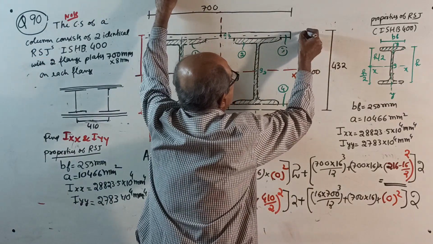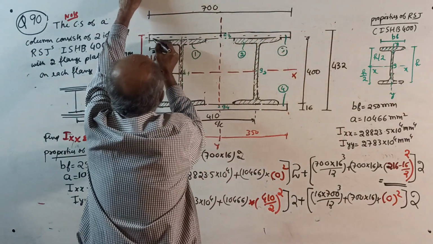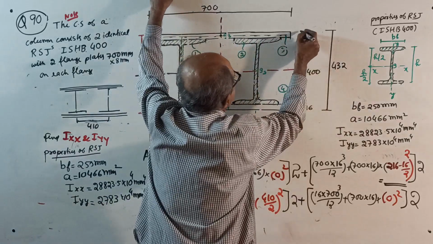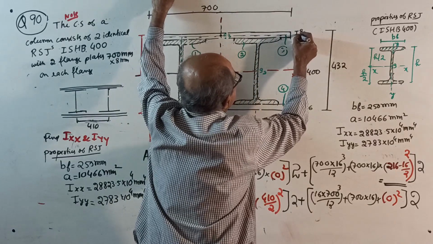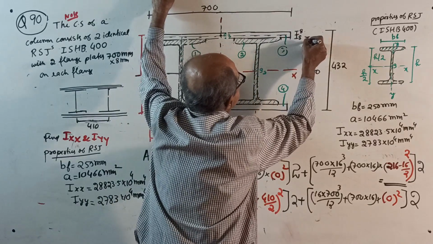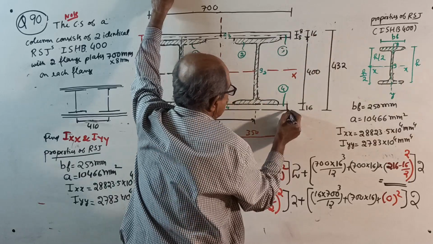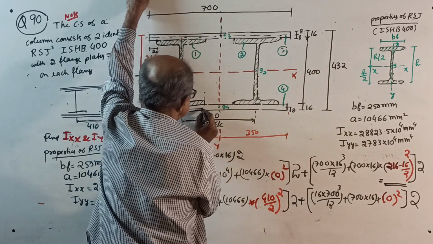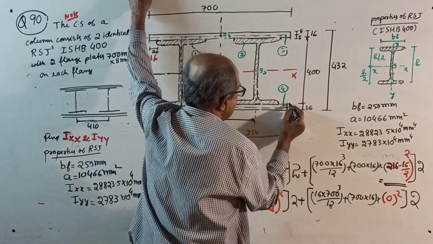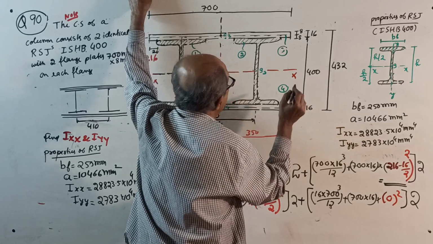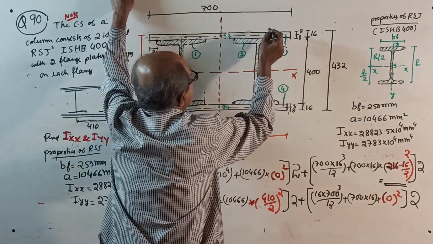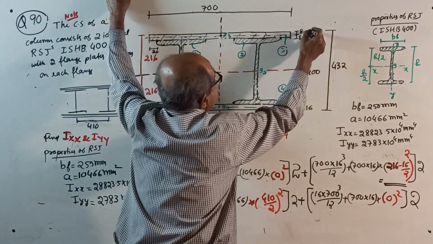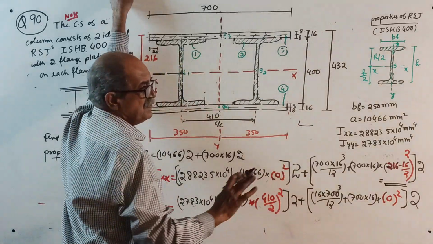You can do one thing, see, divide into parts here. 2 plates are there. This is 8, this is 8. So this total becomes 16. Here also, this is 8, this also 8, 16. Then do one thing, the 2 plates together, you take a single rectangle of thickness 16 and the answer will be same.